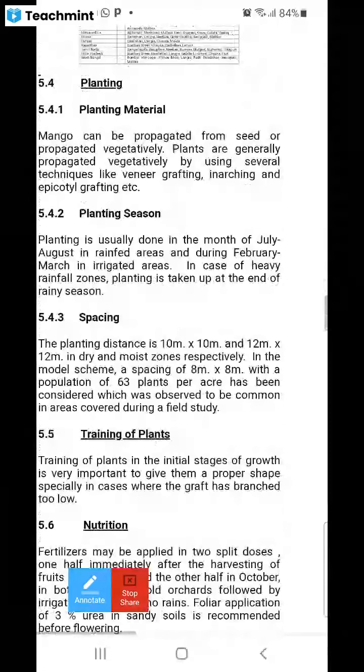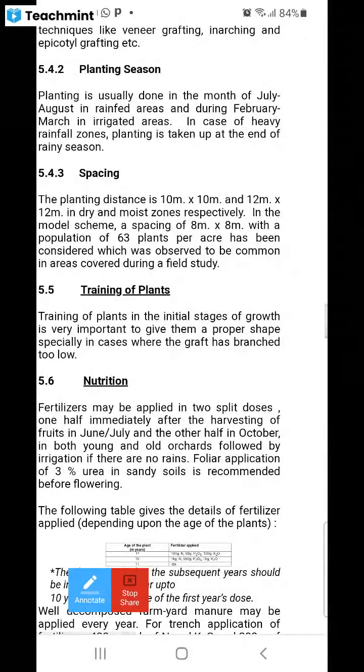Next is the planting season. Planting season में मैं आपको explain की हूँ which is the correct time of planting. The season is June to July, and in the Konkan area it is August to September. Then spacing कितना होना चाहिए? The planting distance is 10 meter by 10 meter and 12 meter by 12 meter in dry and moist zones respectively. ड्राई और मॉइस्ट जोन वहाँ पे यूज होता है. In the model scheme, spacing is 8 meter.